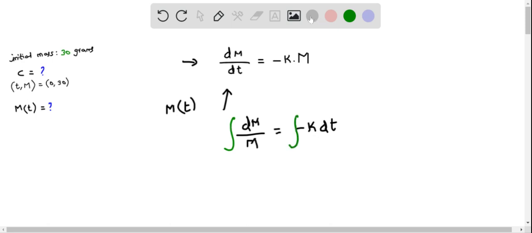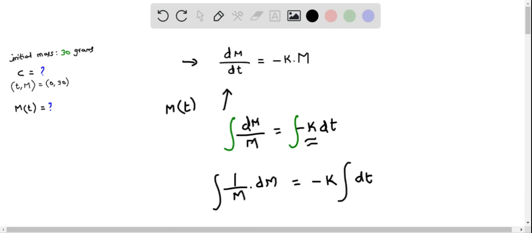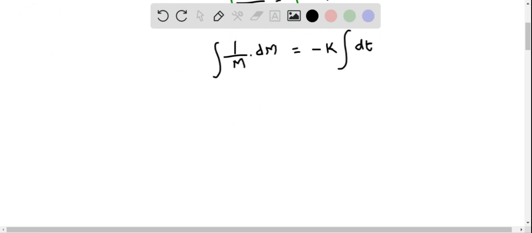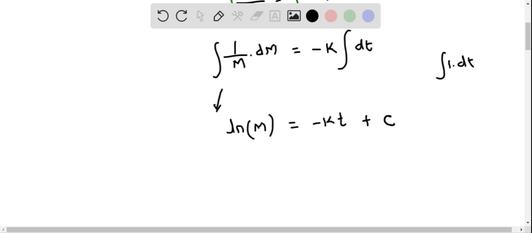So we integrate dm over m, which can be considered as the integral of 1 over m dm. I can factor out the constant, negative k, from the integral, and we just have dt. So let's integrate this. The integral of 1 over m is the natural logarithm of m, and this equals negative k times the integral of 1 dt, which is t. We also put the integration constant c.